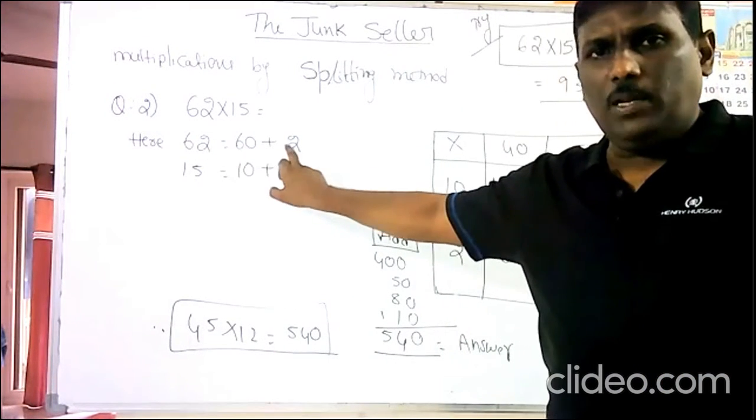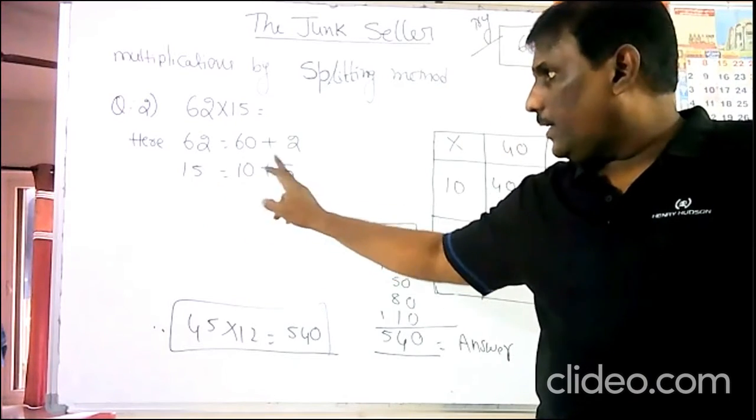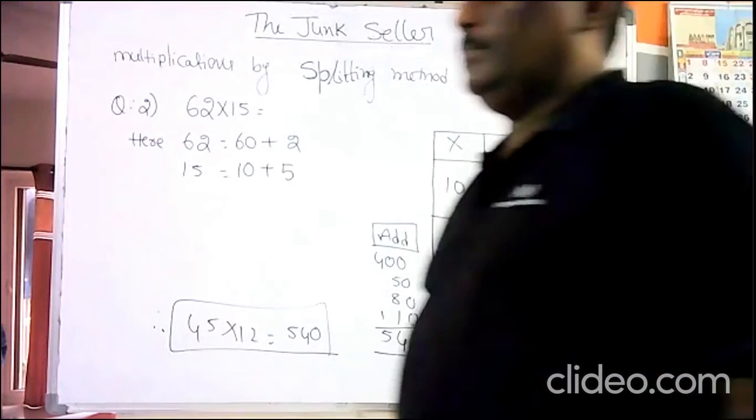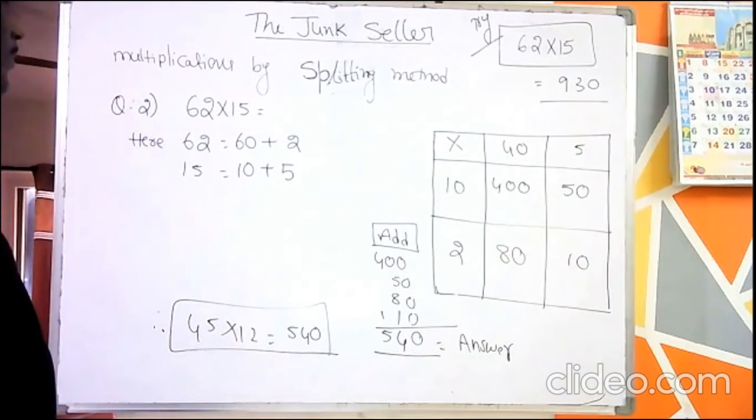62 means 60 plus 2. 15 means 10 plus 5. Write like this and go for the multiplication table. Sir, over, sir. Then keep quiet. Wait. If it is done, no need to shout, keep quiet.